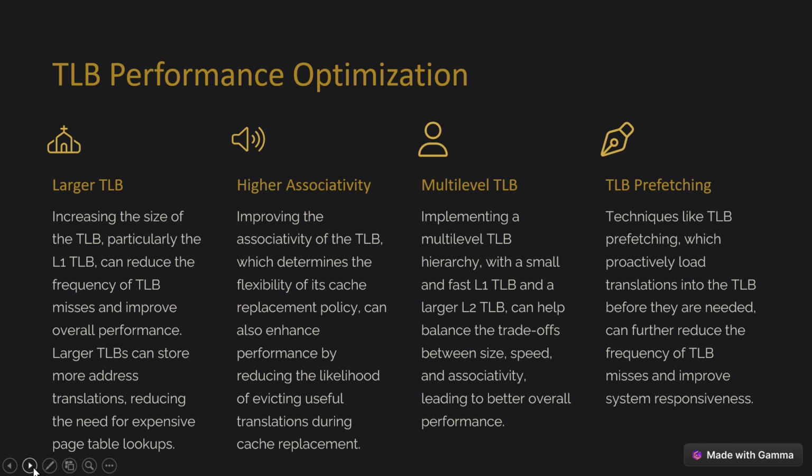Second is higher associativity. Improving the associativity of a TLB, which determines the flexibility of the cache replacement policy, can enhance performance by reducing the likelihood of evicting useful translations during cache replacement. Third is multi-level TLB. Implementing a multi-level TLB hierarchy with a small and fast L1 TLB and a larger L2 TLB can help balance the trade-offs between size, speed, and associativity, leading to better overall performance.